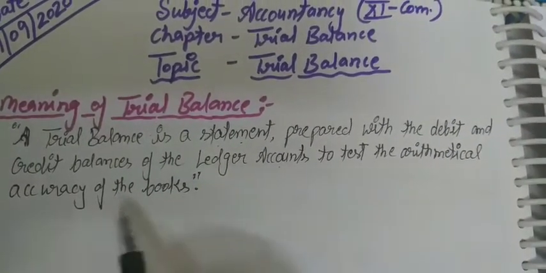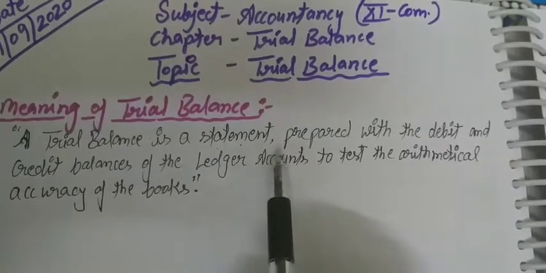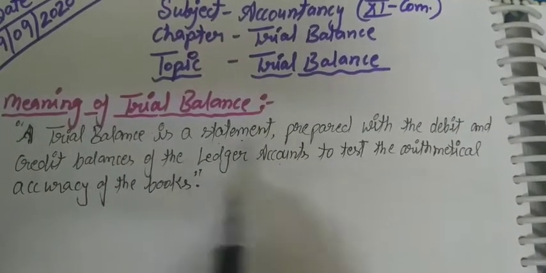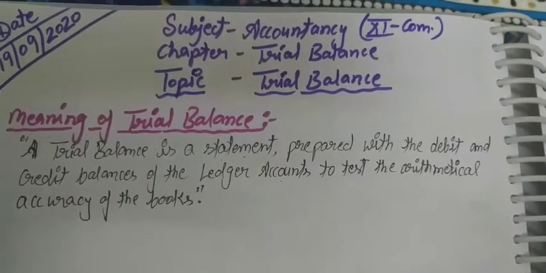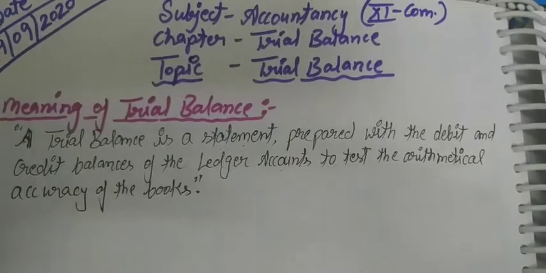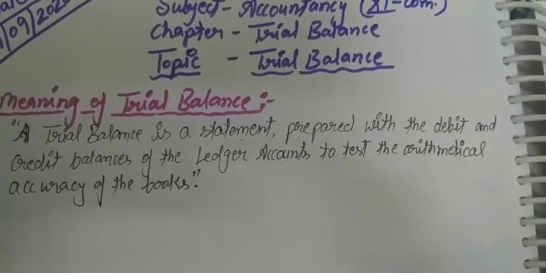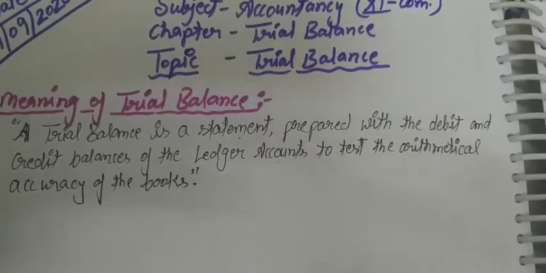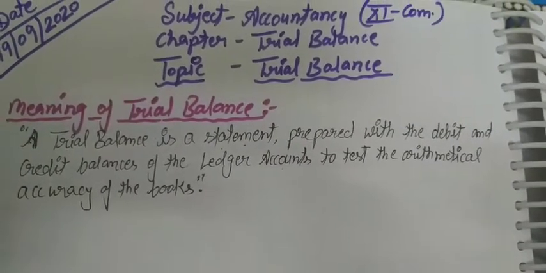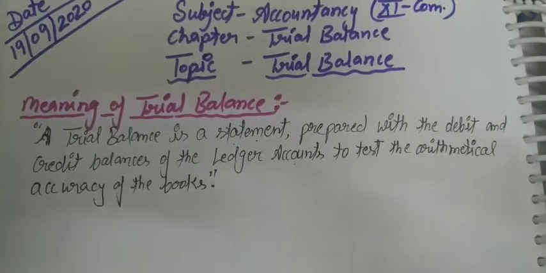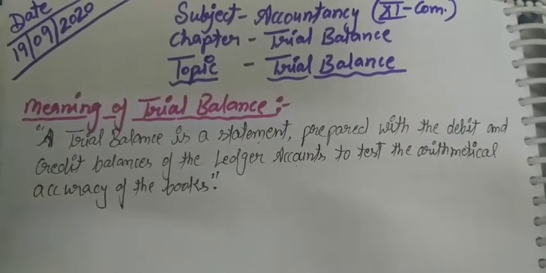Why do we prepare this statement? To check the arithmetical accuracy of the books. Whatever balances we have recorded on the debit and credit sides, both sides should be equal. If they are not equal, it means arithmetical accuracy is not there and there are some errors. So this is the meaning of trial balance.